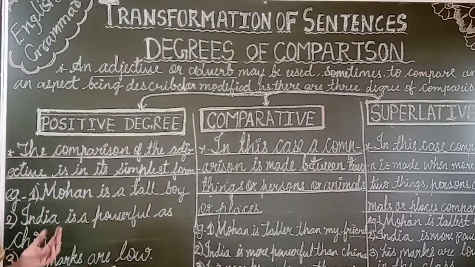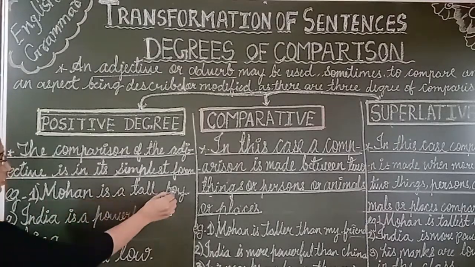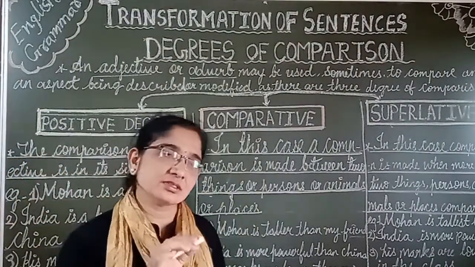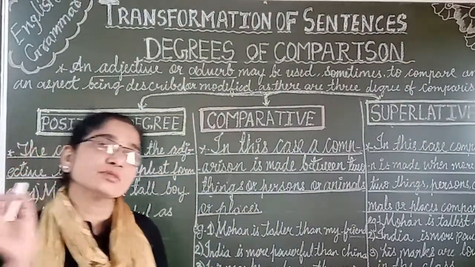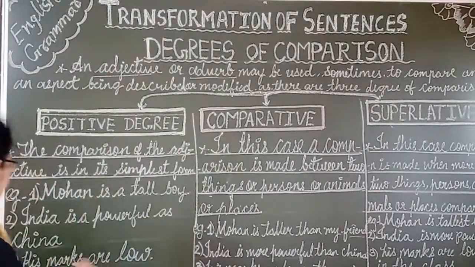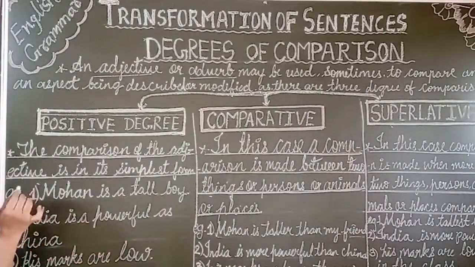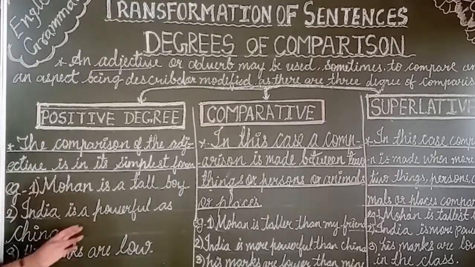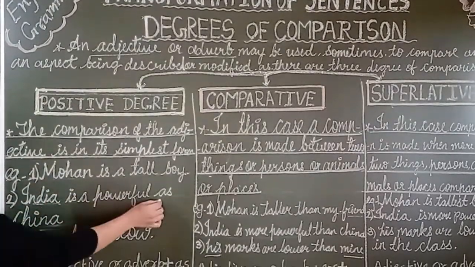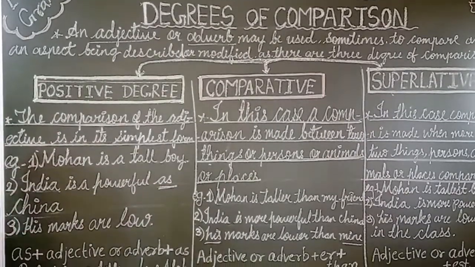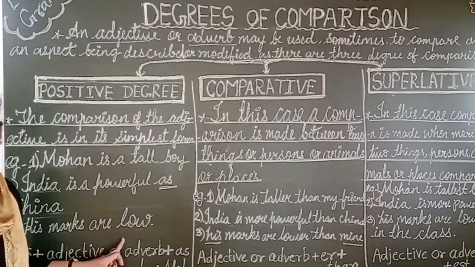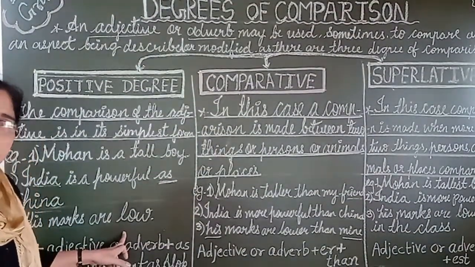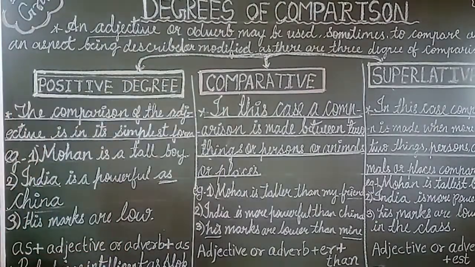For example, Mohan is a tall boy. Just a simple sentence. We are not comparing between 2 persons or any other persons at all. Next one: India is as powerful as China. Here, in a simple sentence, India and China are compared. His marks are low. Simple sentence. We don't know lower than whom; his marks are low only.